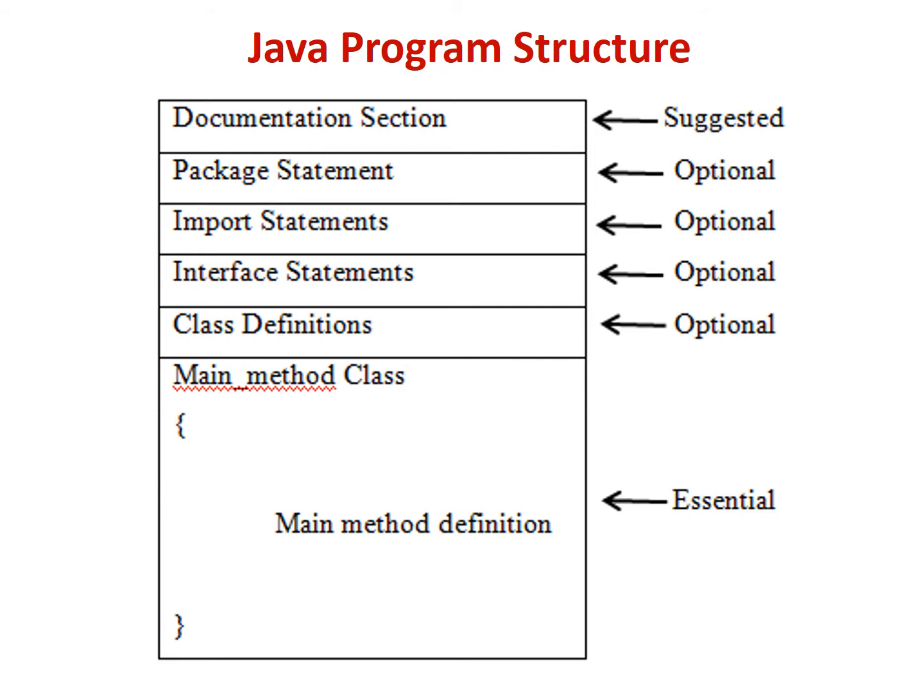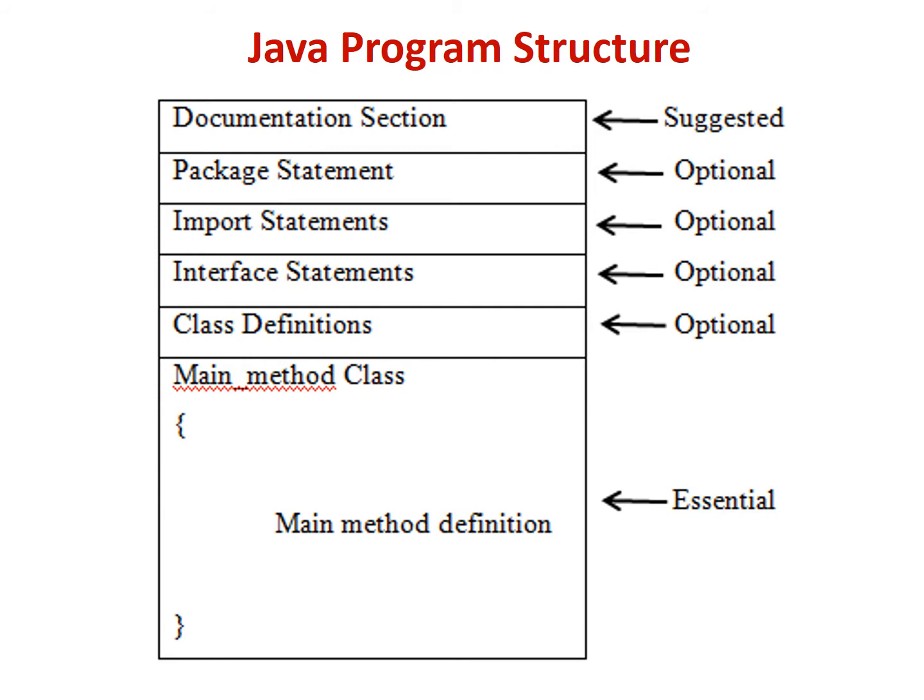Interface statement. An interface is like a class but includes a group of method declarations. This is also an optional section and used only when we wish to implement the multiple inheritance feature in other program. Class definitions. A Java program may contain multiple class definitions. These classes are used to map the objects of real world problems. The number of classes used depends on the complexity of the problem.